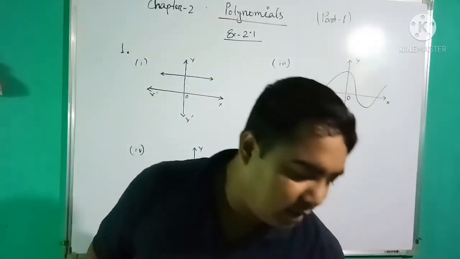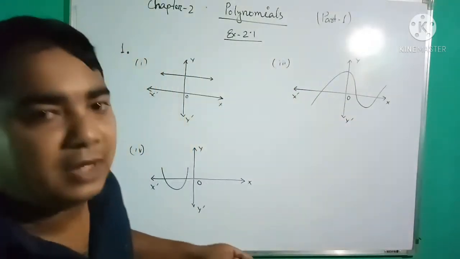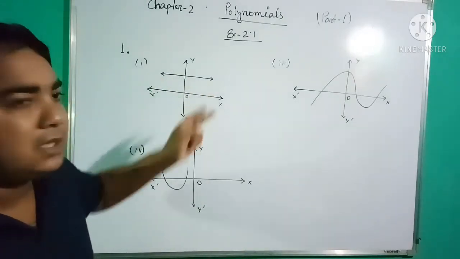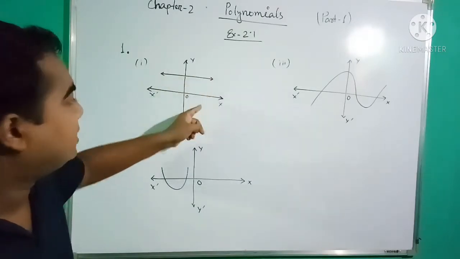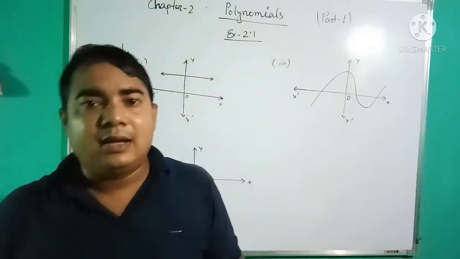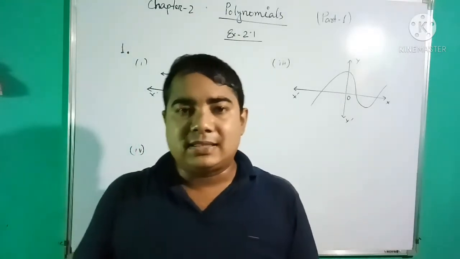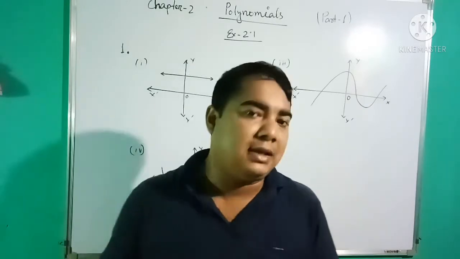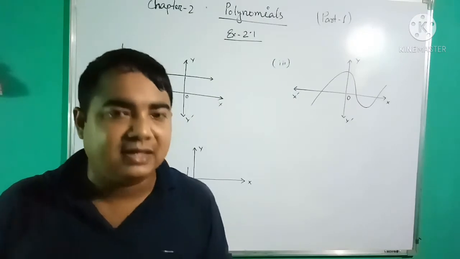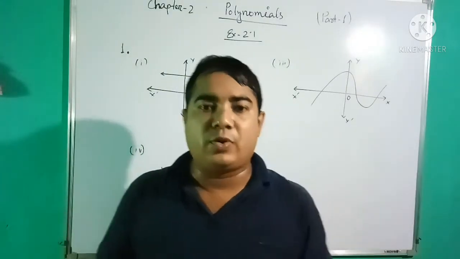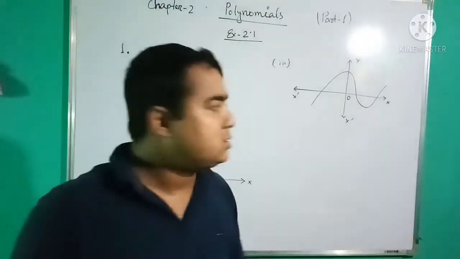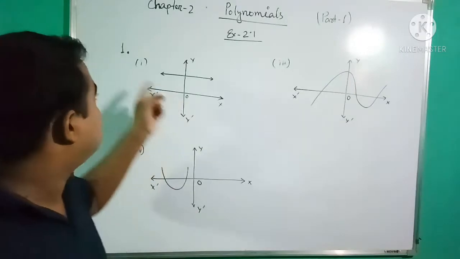The question is: find the number of zeros of the given polynomials, that means graphs. Now observe the graph here. This line does not intersect the x-axis. In the previous exercise I explained that if a line or a polynomial intersects the x-axis at one point, then the polynomial has one solution. If the graph intersects the x-axis at 2 points, then the polynomial has two solutions. Now, according to the same process, we need to solve exercise 2.1, question number 1.